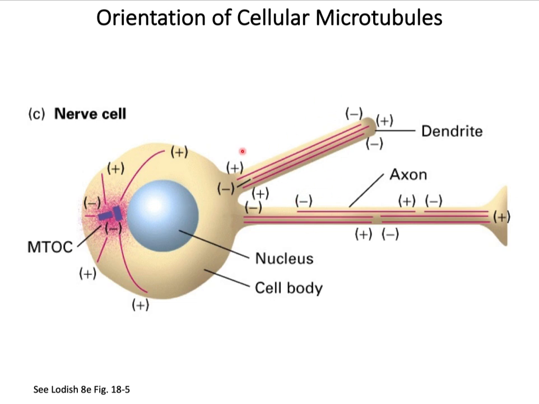In the case of the dendrite, you have long microtubules within the structure, but they are not all in the same orientation. You have some with the plus end towards the nerve cell body and some with the minus end towards the nerve cell body. Again, in this case, they are long-lived stable microtubules that provide the structural integrity of the cell.